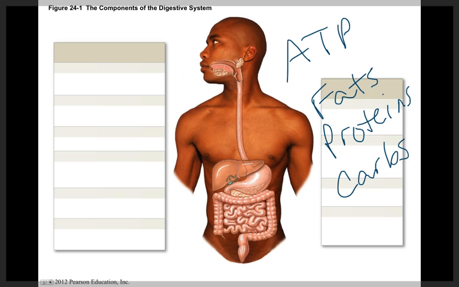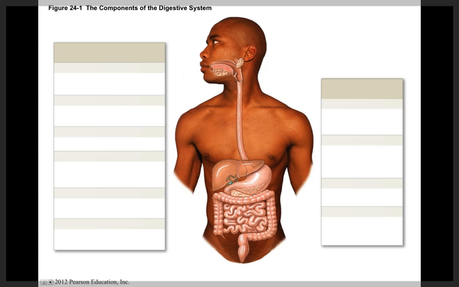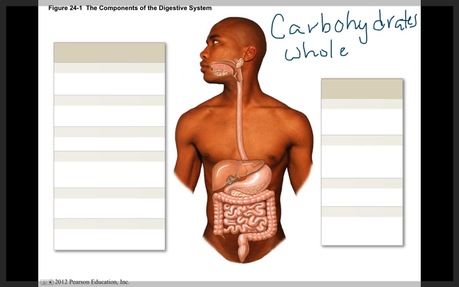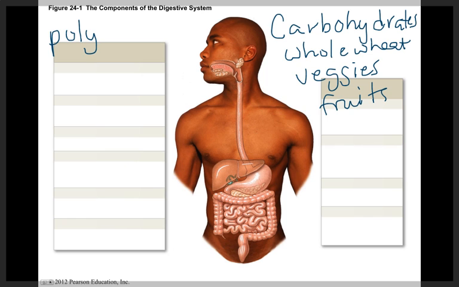Now, what we need to know first is the breakdown of each of these macromolecules. So let's just talk briefly about that. Carbohydrates, and we know carbohydrates come in the form of whole wheat, veggies, fruits. Okay, so when we ingest these materials, we're actually ingesting a polysaccharide. So that is a large carbohydrate.